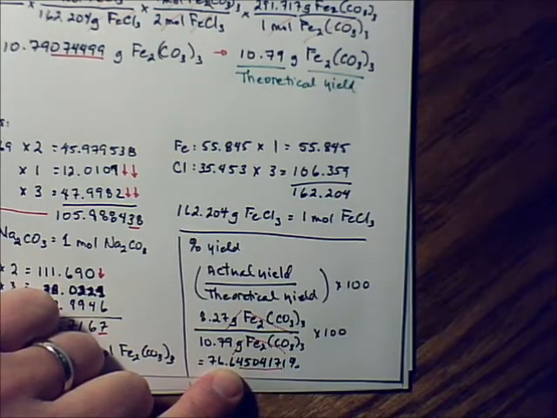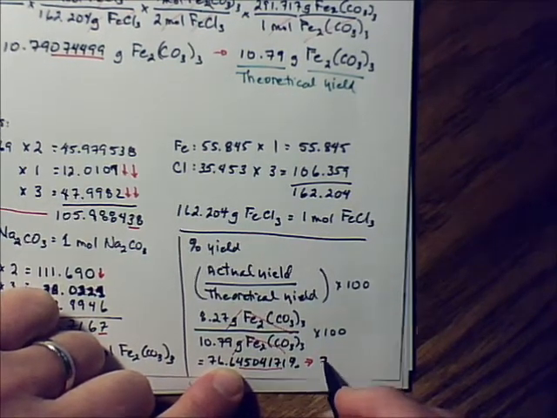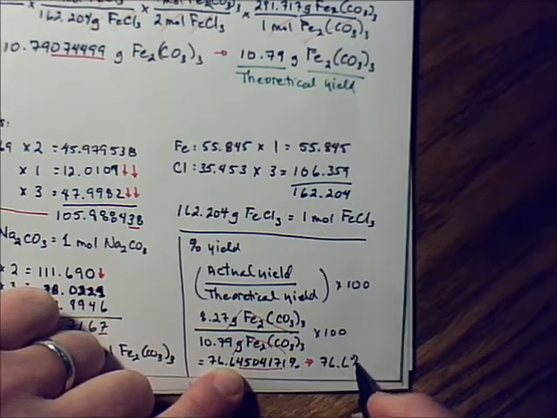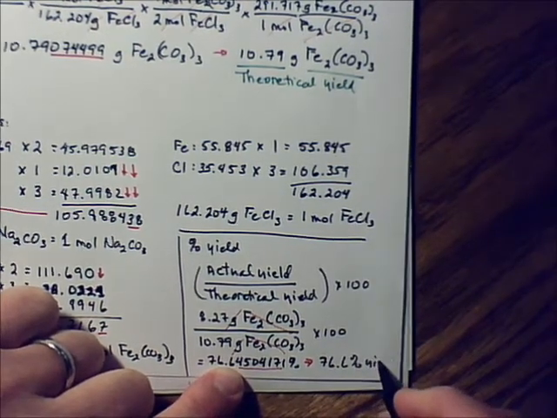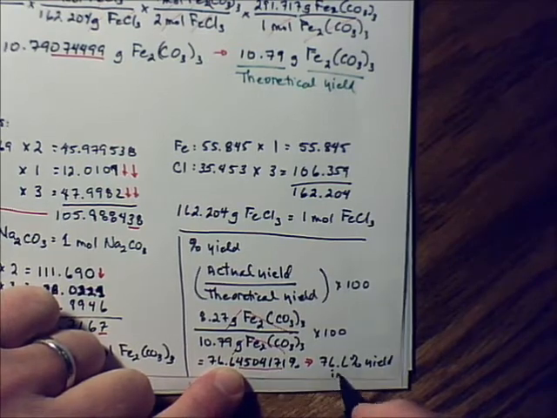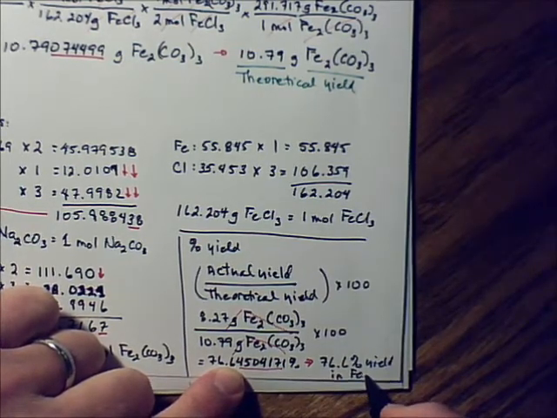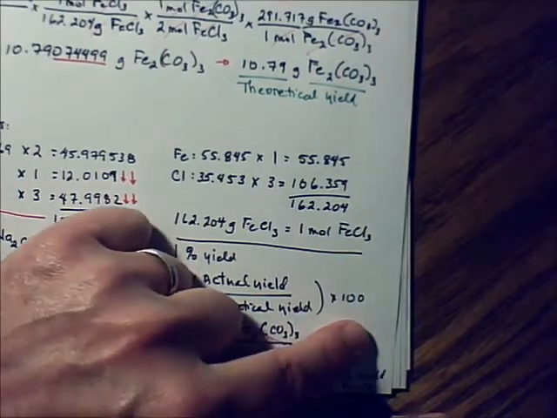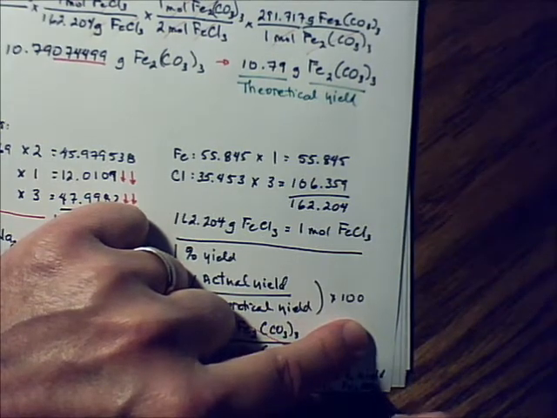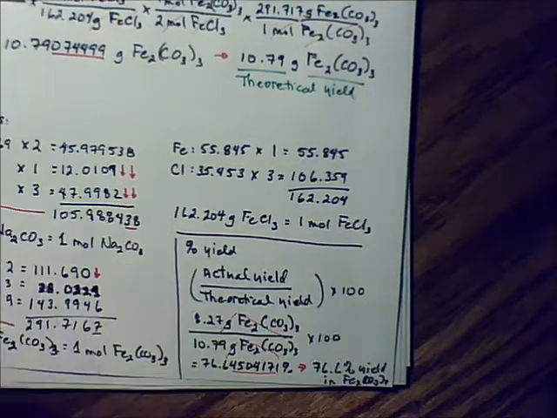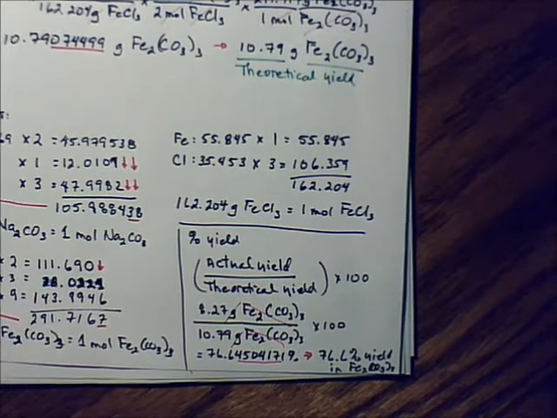So the percent yielded here is going to be 76.6% yield in Fe2(CO3)3. I'm running out of space in my little corner here, but that's what it is. 76.6% yield in iron 3 carbonate. That's how you calculate a percent yield.